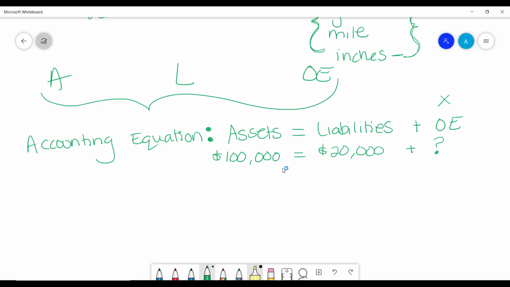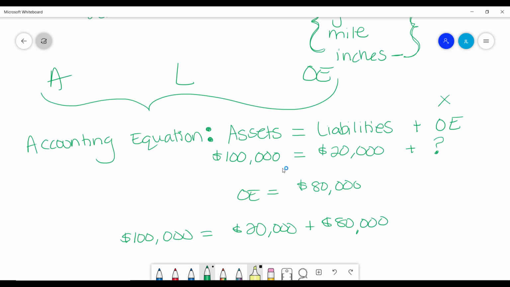If my total assets are $100,000 and I know assets are equal to liabilities and owner's equity added together, okay, that means my owner's equity must be equal to $80,000. We can always find a missing piece if we know the other two, because $100,000 of assets is equal to $20,000 of liabilities plus $80,000 of owner's equity. So that checks out. This equation is equal, it balances.